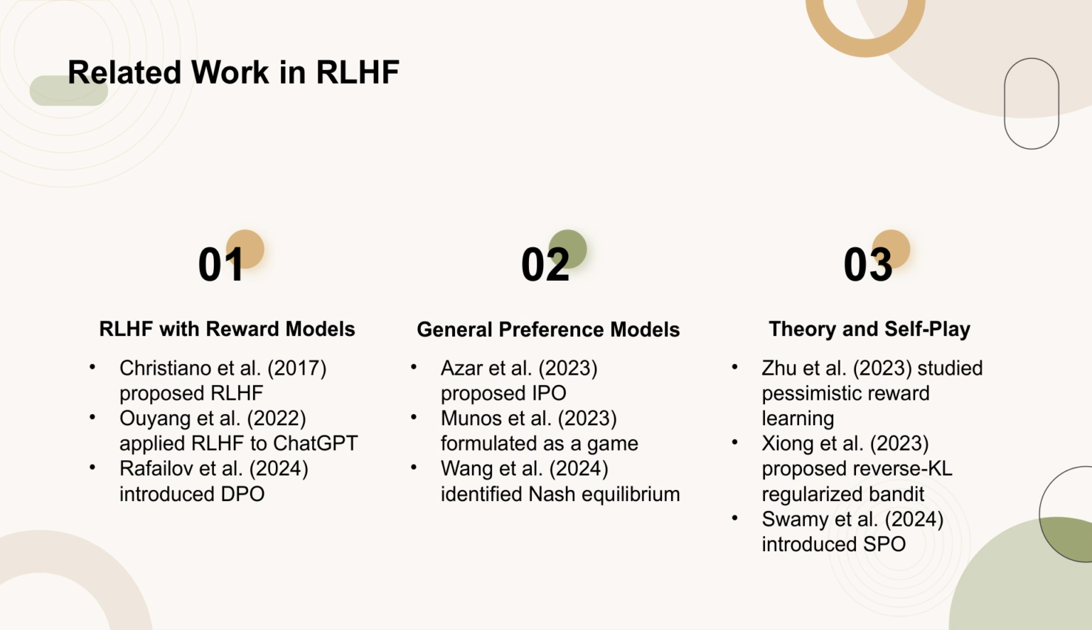When it comes to general preference models, Azar et al. 2023 proposed a preference optimization objective based on preference probabilities, while Munos et al. 2023 formulated RLHF as a two-player game. Ye et al. 2024 identified the Nash equilibrium policy for multi-step MDPs. Theoretical aspects of RLHF have also been explored, with Zhu et al. 2023 studying pessimistic reward learning and Xiong et al. 2023 proposing a reverse KL regularized bandit. Swamy et al. 2024 introduced self-play preference optimization, SPPO, focusing on multi-round MDPs.